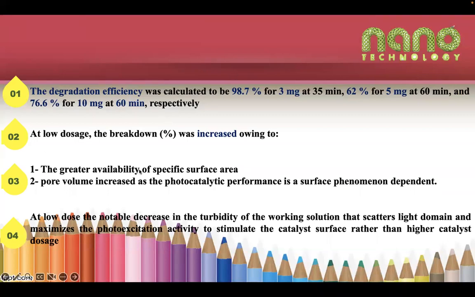And also the greater availability of specific surface area and pore volume increased, as photocatalytic performance is a surface phenomenon dependent. And also at the low dose, there is a notable decrease in the turbidity of the working solution that scatters light, which maximizes the photooxidation activity to stimulate the catalytic surface rather than a higher catalytic dosage.